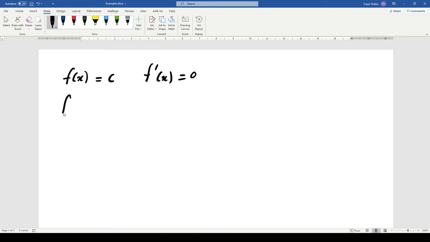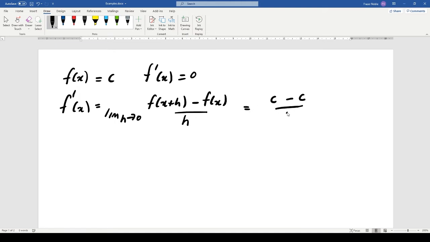We know that the definition of the derivative is given as f dash x is equal to the limit as h tends to 0 of f of x plus h minus f of x, all divided by h. So we can take f of x being equal to c and substitute into this formula. Because there's no x component here, there's no substitution of the plus h part. So this just becomes c minus c, all divided by h.